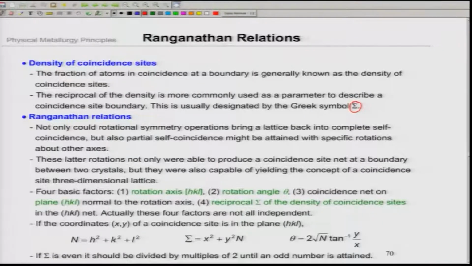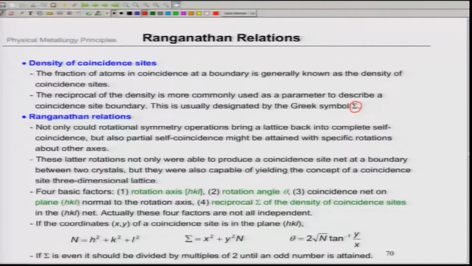Okay. Now, that basically tells you how many lattice points are actually falling on each other. In this regard, one of my teachers has worked extensively in his young days, and he gave a few relationships which are valid. This can be obtained, in fact, it is given in the books how this can be obtained. The relationships are not very difficult. Not only can the rotational symmetry operations which we have done in the last slides bring back the lattice with some kind of self coincidence, but partial self coincidence also can be attained with specific rotations about other axes. Okay. That is what I have been telling you. Partial coincidence is always possible.